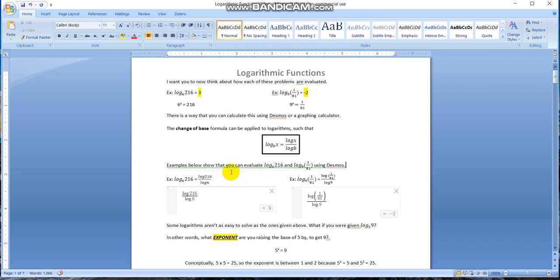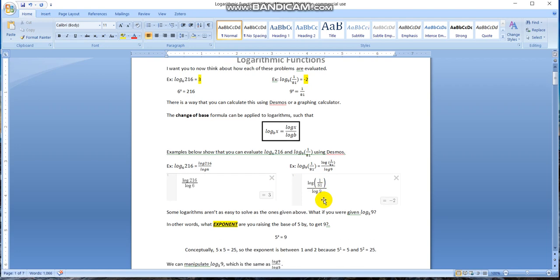Then you can type this into Desmos and get an output, which is the same as what we have here. The same idea goes for this one. If you have log base 9 of 1 divided by 81, it's the same thing as log of 1 divided by 81 divided by log of 9. If you type this into Desmos, you're going to get negative 2. I'll show you how to type that into Desmos in the examples, but I want to just give you the general idea.